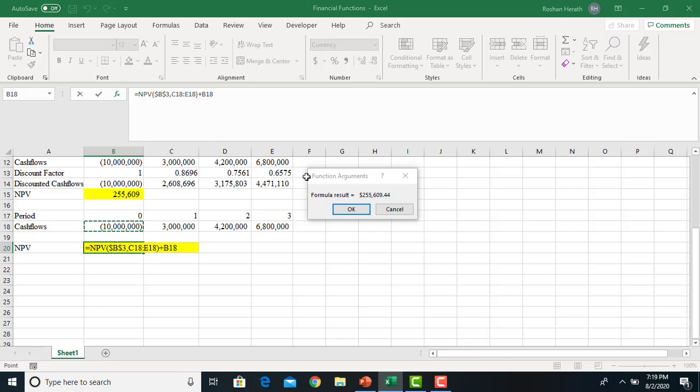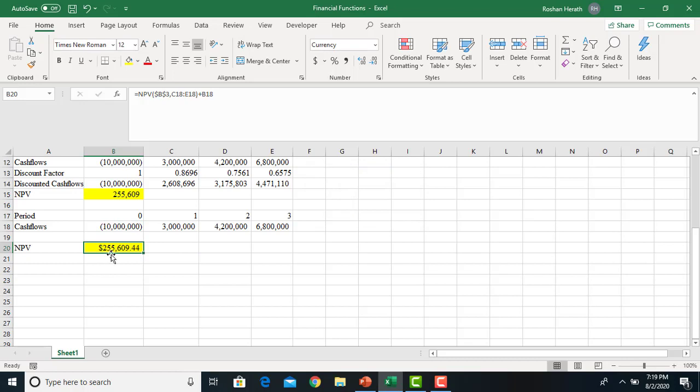If you take it as addition, then you can say okay. Then you can get into the same figure.